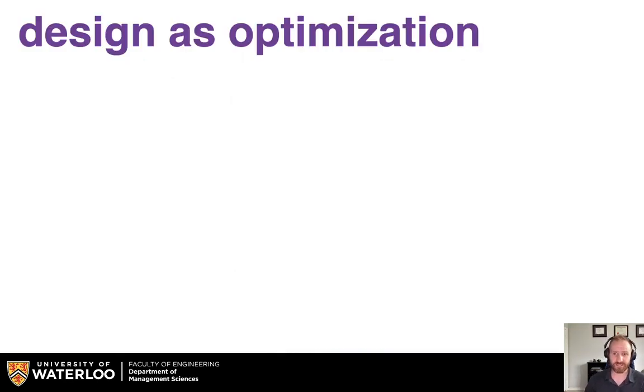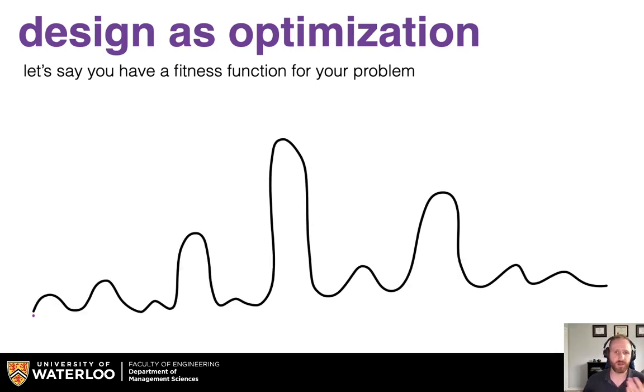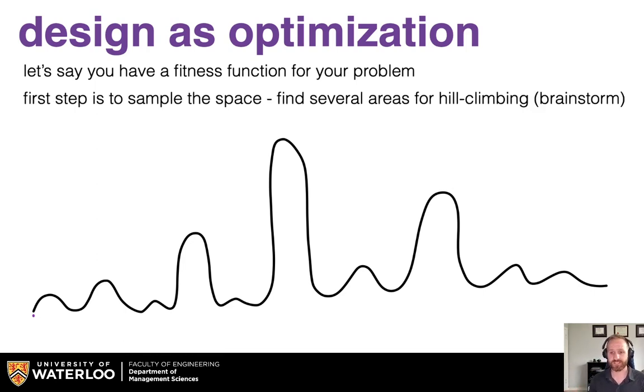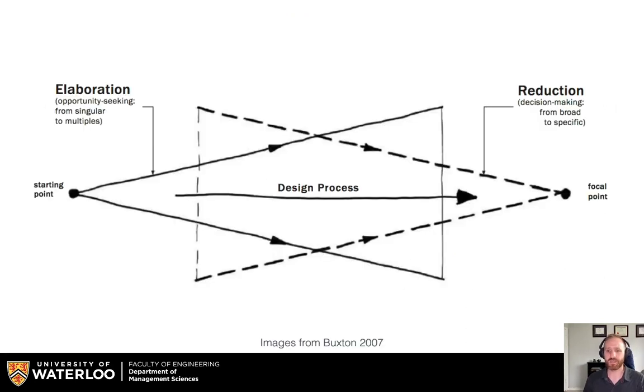So we talked about design as optimization before. So let's say that you have a fitness function for your problem. You found this out by talking to your potential users. You know what they value, you know the problem space. So if you want to sample the space, you want to find several areas for hill climbing. So that's your brainstorming. And then you climb those hills, so you iterate. So you start by brainstorming lots of ideas, and then each one you iteratively refine to get to the top. And by sampling this large space, you try and find a global optimum or something close to one. And then by hill climbing, you make sure it's the best possible example of that. You've seen these funnels before. You want to do these elaborations and reductions.